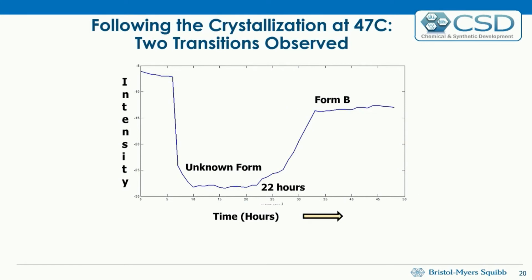Now, at that 47 degrees, we did some more crystallization studies, and we found an unknown form, something that hadn't been observed based on the temperature that we first ran it at. So we did initial seeding, and for some reason it started to form an unknown form, and this is something that we had to then characterize, and then it went to the desired form after 22 hours, form B. That was what we wanted, but we saw that, yeah, there's a transition here.